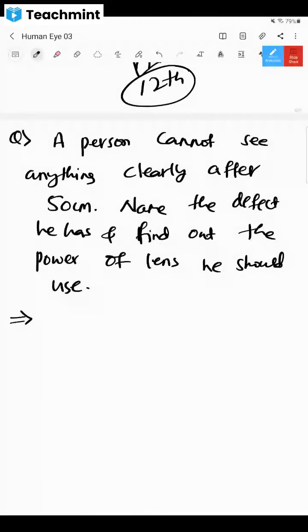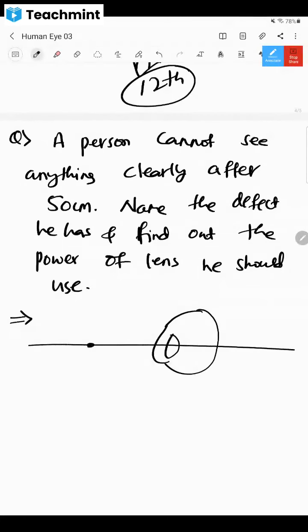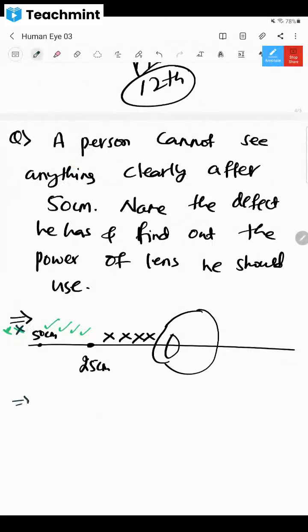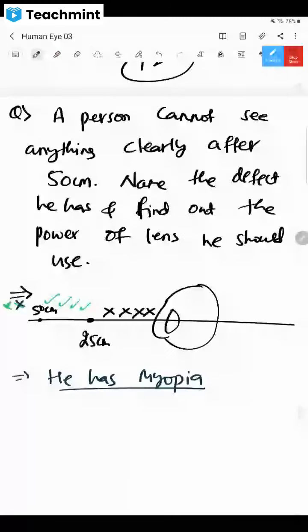Now which defect he has, tell me please. Myopia. That's very evident, I have explained in the last problem. Up to 25 centimeter, nobody can see. After 25 centimeter it has to go up to infinity for a normal eye, but for him it has come up to 50 centimeter. So he can see between 25 and 50. After this he cannot see. That means definitely he has myopia, right, dear children? Reasons for myopia, all that you know.